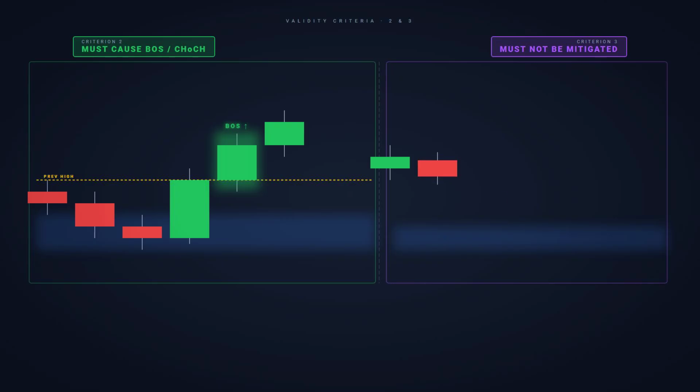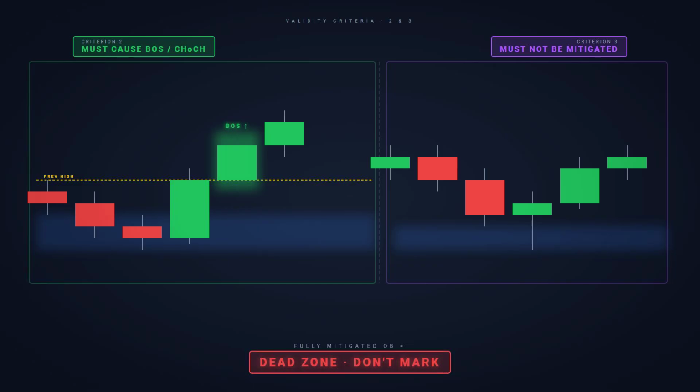Criterion 3, the OB must not have been mitigated. Mitigation means price has already returned to the zone and traded completely through it. When price revisits an OB, the remaining portion of the institutional order at that level gets filled. Once the order is fully filled, there's nothing left in that zone to cause a reaction. The zone is neutralized. A mitigated OB is a dead zone. Marking it and expecting a reaction from it is expecting a response from an order that no longer exists.